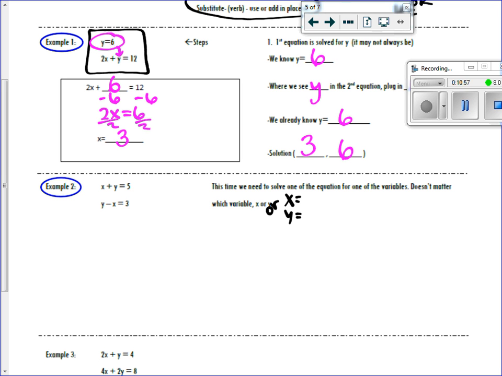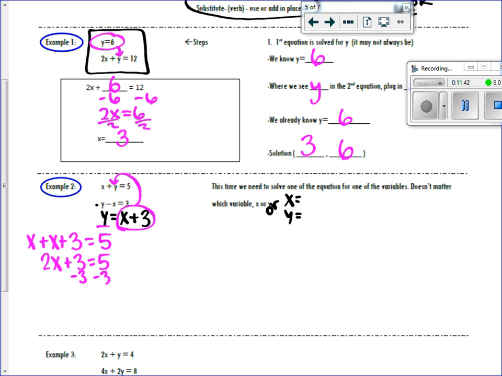If we look at that second equation, we wouldn't want to solve for x because it's got a negative sign in front of it, but we can rearrange it where we move x over by adding, so it would be y equals positive x plus 3. We now just got y by itself, which means the other side of the equation is going to go in for y in the second equation. So it's going to be x, but now instead of x plus y, it's x plus x plus 3 equals 5. Combining like terms, 2x plus 3 equals 5.